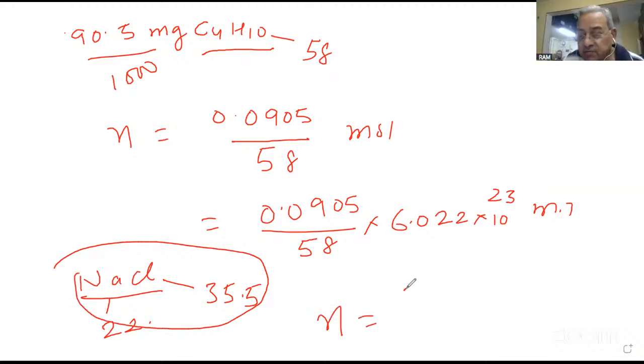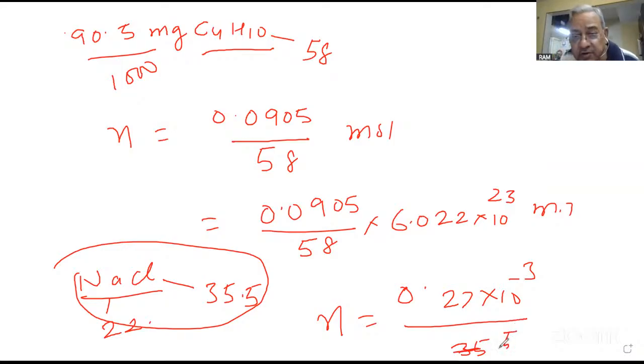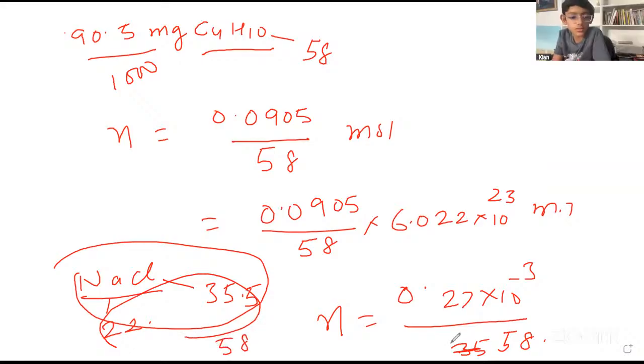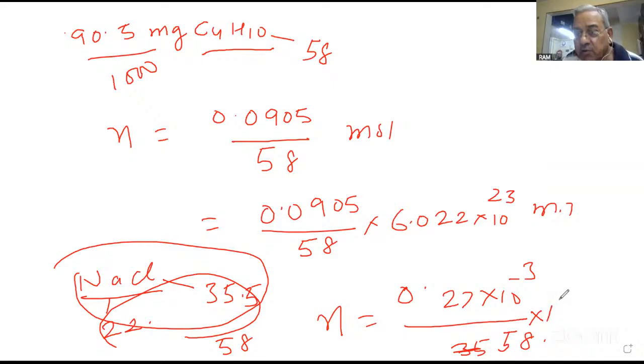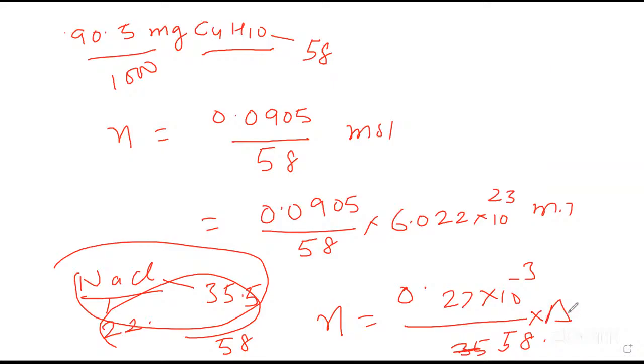This will be 0.27 into 10 raised to the power minus 3, because it is in milligram and we have to convert it to gram. It is 8 upon 35.5, this whole will be 58. So that is the number of moles. Now suppose we have to find the number of molecules, then multiply by Avogadro's number.